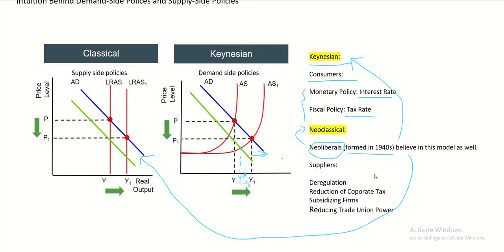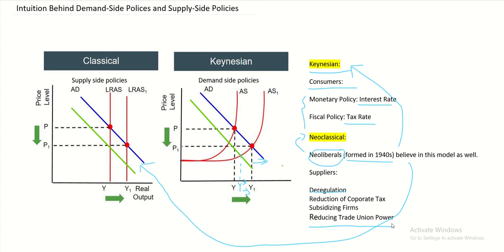After that, in the 1980s, Reagan's administration and Thatcher's administration adopted the neoliberal policies, which are actually supply-side policies. They believe that we should reduce government intervention through deregulation, reduction of corporate tax, and reducing trade union power. Notice that they are helping the suppliers instead of being concerned with consumers. The neoliberal thought in this case is trying to help suppliers to increase output.